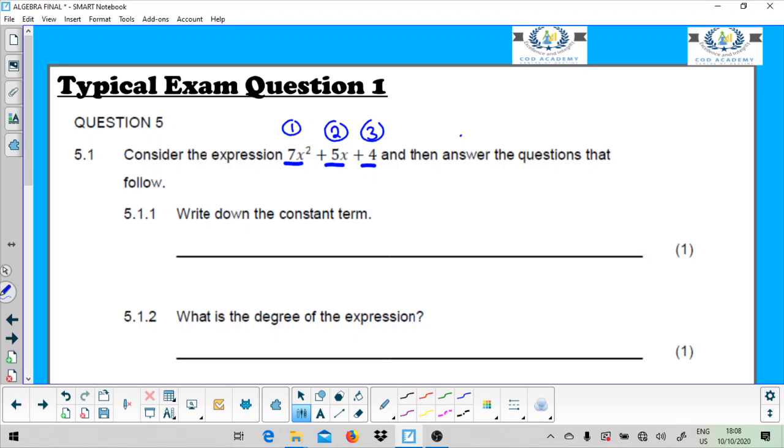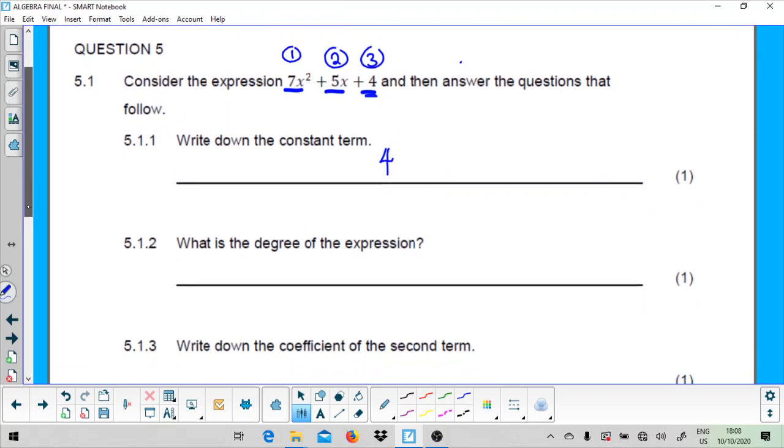So the first question was, write down the constant term. Remember, a constant term is the one that doesn't have a variable on it. So as you can see, all these terms have got a variable on them except this 4 down here. So the constant term this time will just be 4. So it was quite easy, so therefore that's why it's 1 mark. So we still have to carry on and answer the rest of the question.